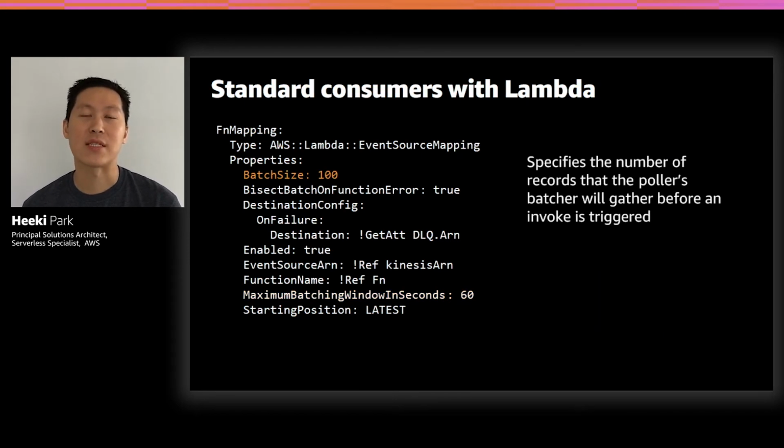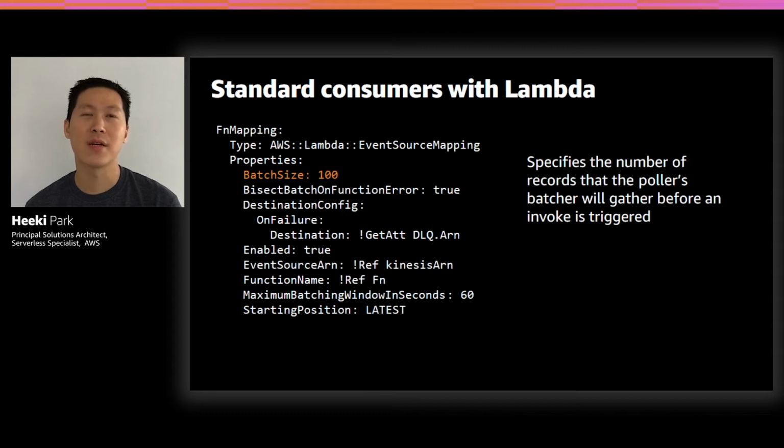Another configuration is the batch size. Here we specify the number of records that the batcher should queue up before the function is invoked. In this case, if 100 records are waiting in the batcher before the 60-second timeout batch window, a function will be invoked. Therefore, whichever condition is satisfied first, that will invoke the function.